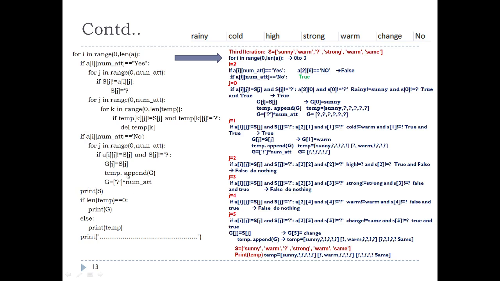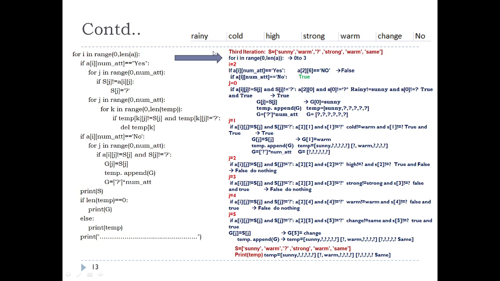So what are we doing here? If a of i j is not equal to s of j and s of j is not equal to question mark, then we have to keep the general hypothesis equal to the specific hypothesis. Then we have to append that into a temp list. Then we need to display the G value. So this is what we are going to do here. Now j is equal to 0, which means we have to compare this specific hypothesis with this training example.